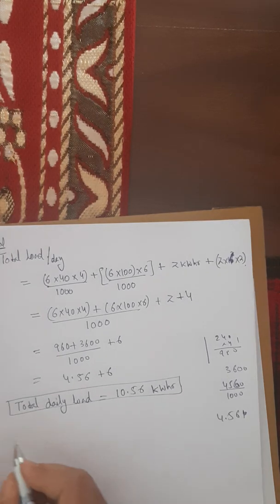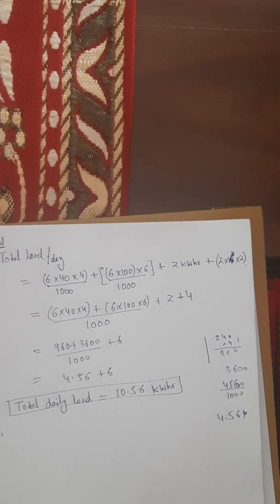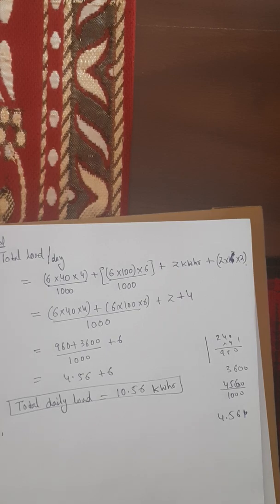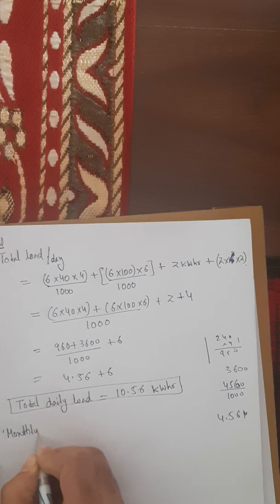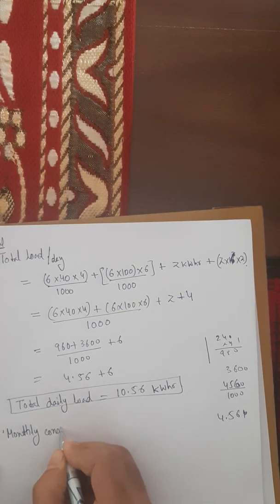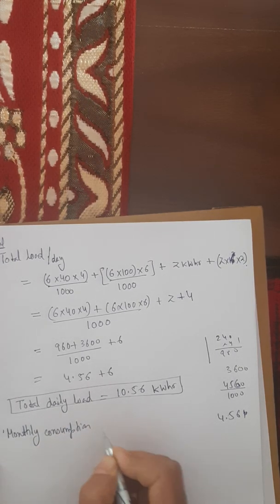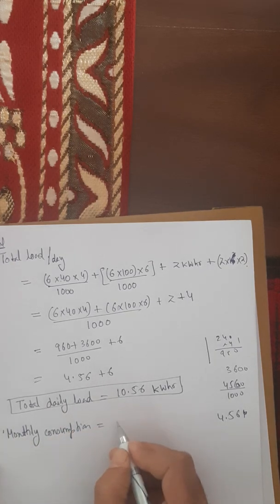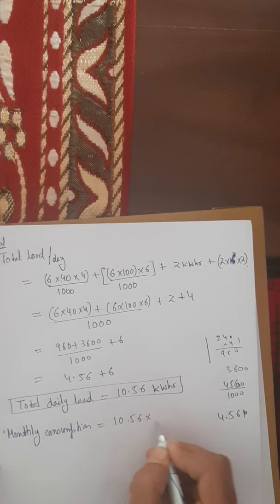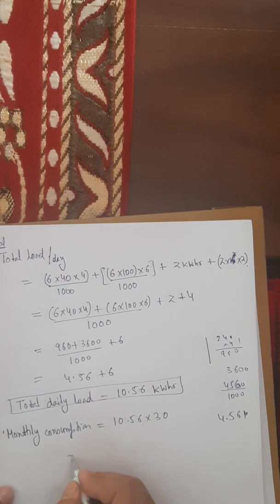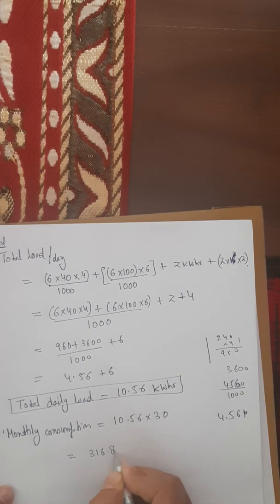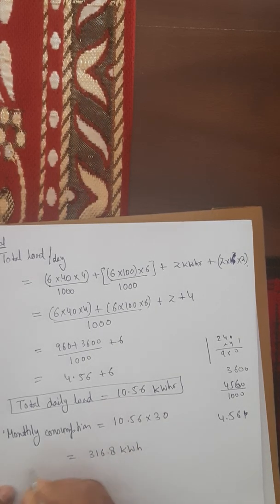So what will be the monthly load consumption? Because we pay the electricity bill on a monthly basis. Monthly consumption will be the daily load consumption multiplied by 30, considering 30 days in a month. If I solve it, it will be 316.8 kilowatt hour. So this is the monthly consumption.